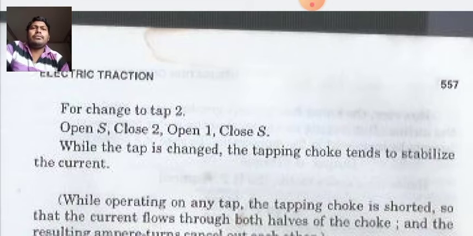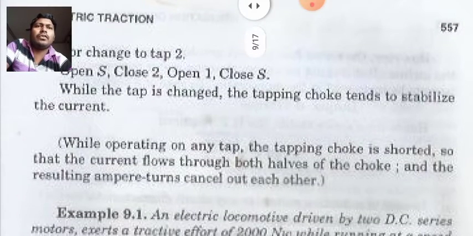Now we have to perform this way: if we require tap 3 also, we have to first open the switch. Then what we have to do, close 3, open 2, then close S. So these are the steps you should follow.